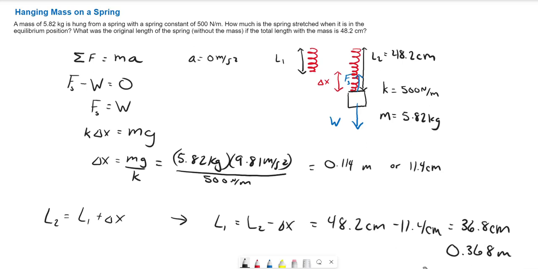And that's how you would go about this kind of problem. In another problem, we'll use the conservation of energy.